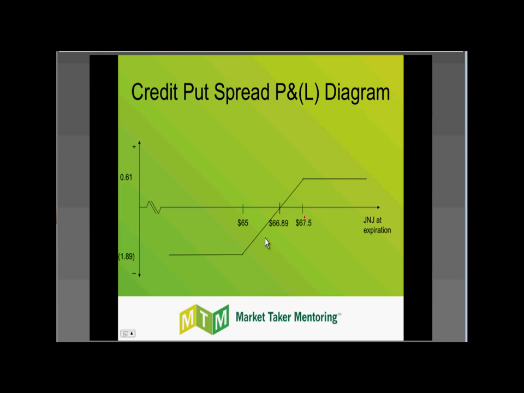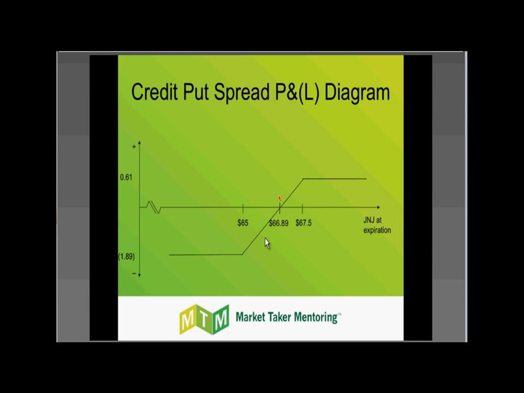If the stock falls below 67.5 and is trading there at expiration, winner might be a loser. Depends on the volatility. It depends how far the stock falls. The break even is 67.5 minus 61 cents, or in this case, 66.89. As long as the stock stays above 66.89 by expiration, the trade is a winner. Now, with support at 67, our break, the support level, I like it. I like this trade a lot.